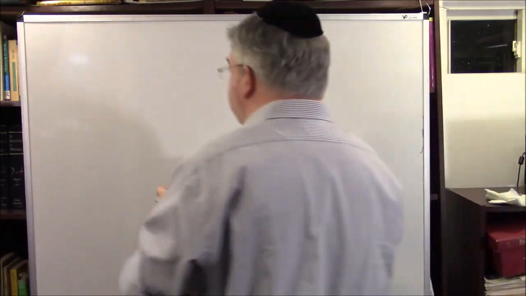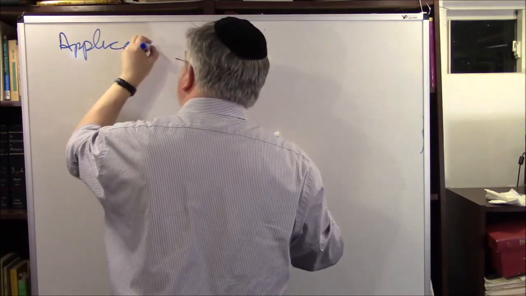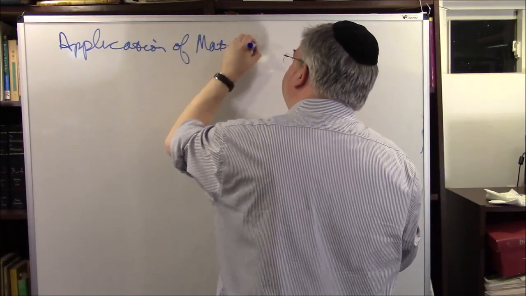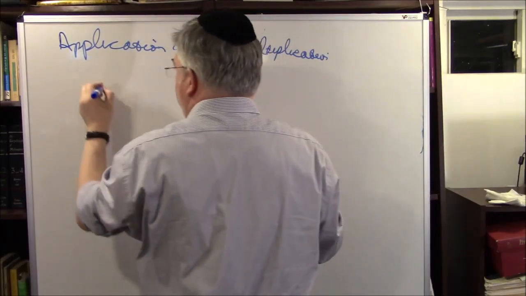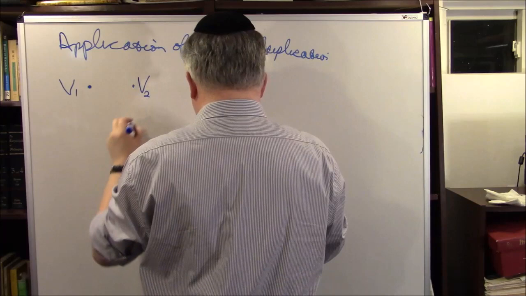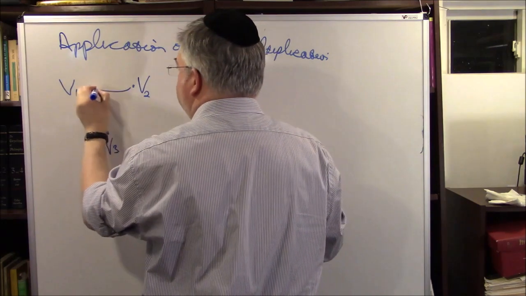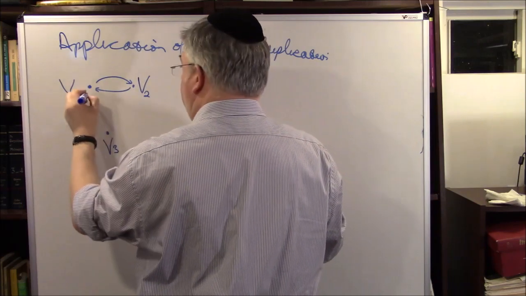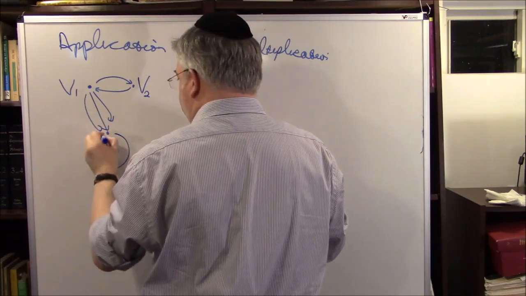So, an application of matrix multiplication. Consider the following graph. Vertex 1, vertex 2, vertex 3. This has one arrow this way, this has one arrow this way, and this has three arrows this way.